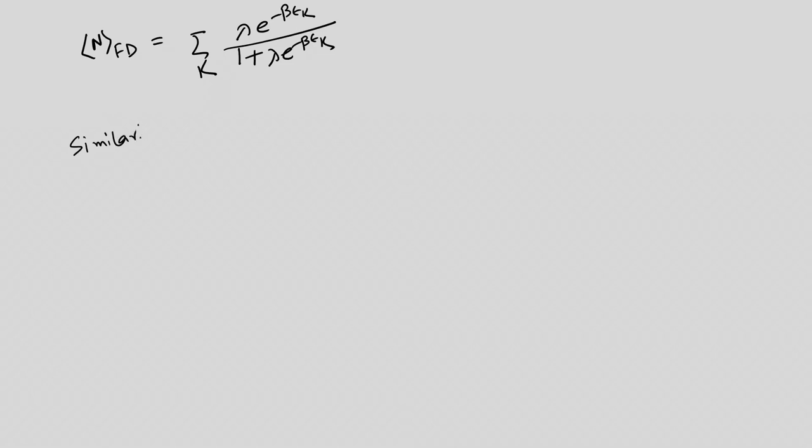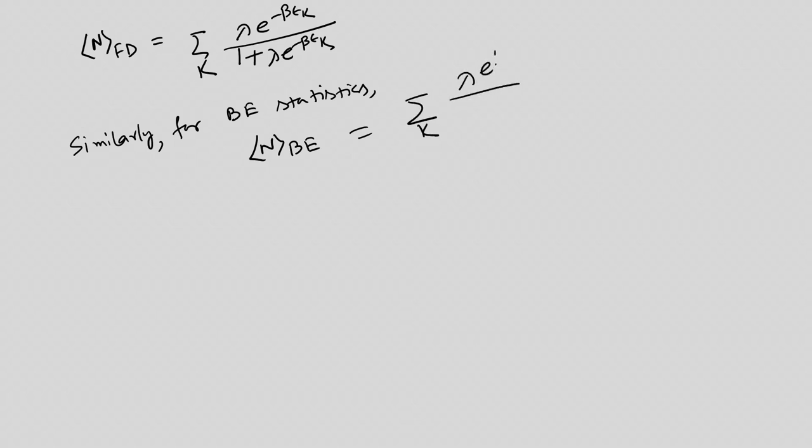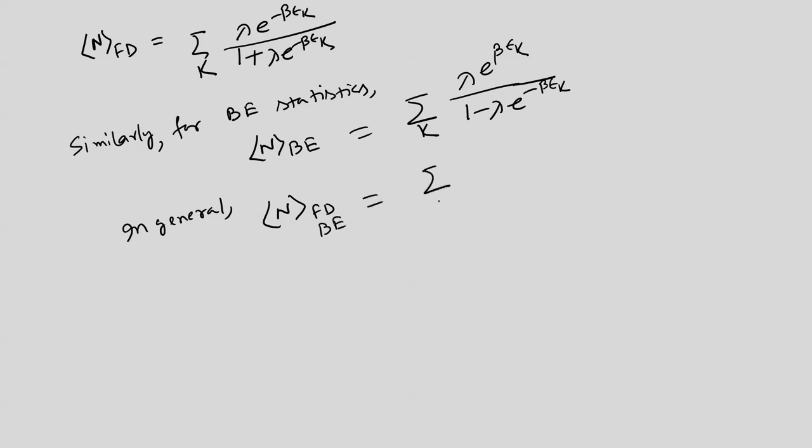Similarly for BE statistics, N_BE is the sum over k of lambda e to the minus beta epsilon_k by 1 minus lambda e to the minus beta epsilon_k. Okay. So, in general, again like before, you can write N_FD or BE is the sum over k of lambda e to the minus beta epsilon_k by 1 plus or minus lambda e to the minus beta epsilon_k.